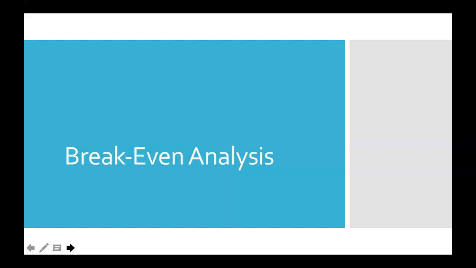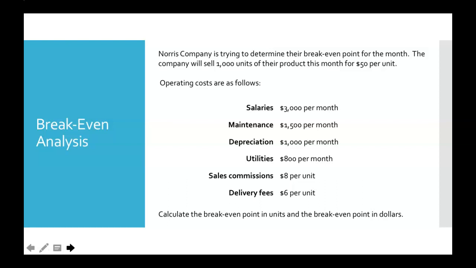Let's work through a break-even analysis example problem. So this problem says Norris Company is trying to determine their break-even point for the month. The company will sell 1,000 units of their product this month for $50 per unit.